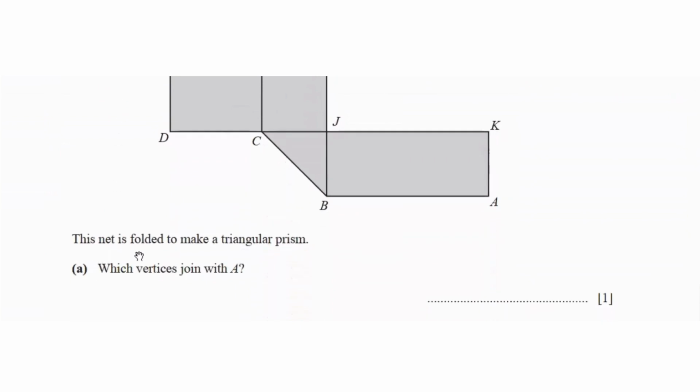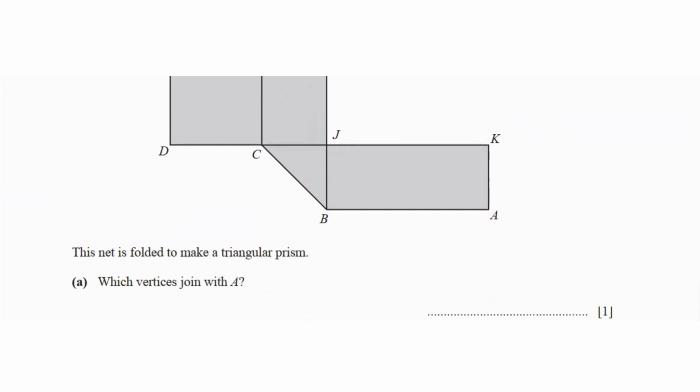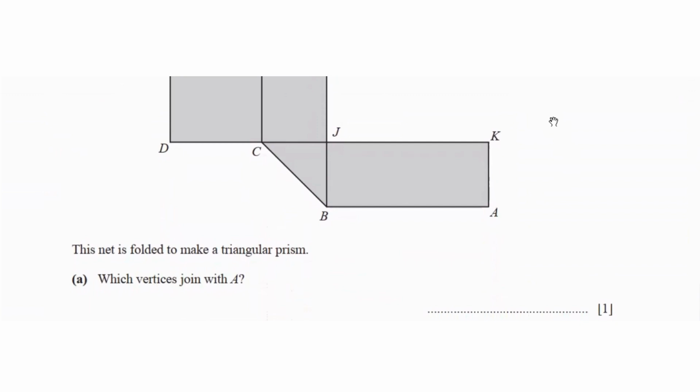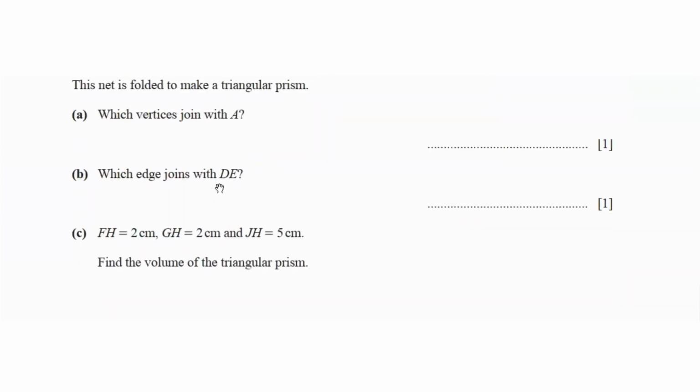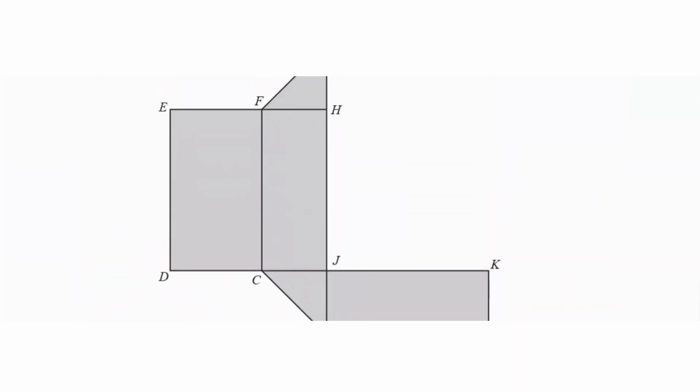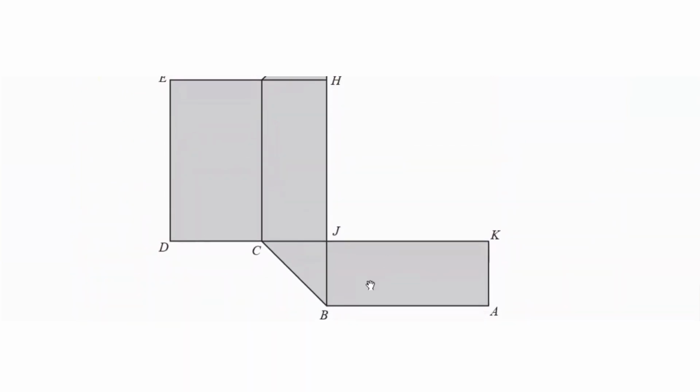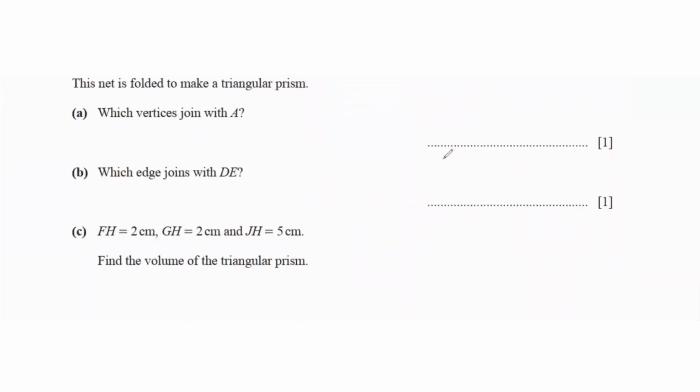Question 14 says, this net is folded to make a triangular prism. Which vertices join with A? So if you fold this set, you will see that A is joined by G and E. Then which edge joins with DE? So DE would also be joined by AB, because this rectangle is going to come at the top with DEFC. So it's going to be AB, or you could even write BA. Both are correct.